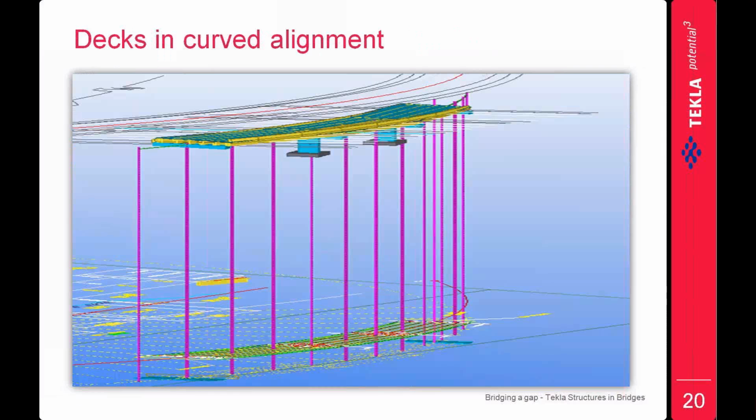Just we can start using that profile. And then even in the curved alignments, we can model the decks very quickly, but for that we need to have the coordinate details. For that we can refer to the information we received in the beginning, or by just keying in the XYZ details in the Excel sheet, we can bring in the information. Decks in the curved portion are also possible.